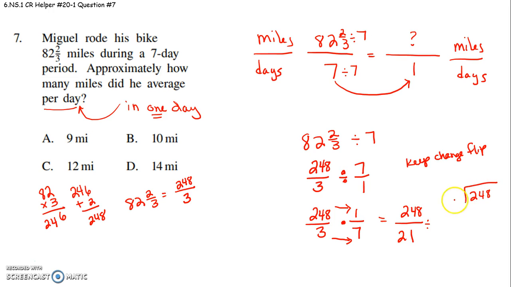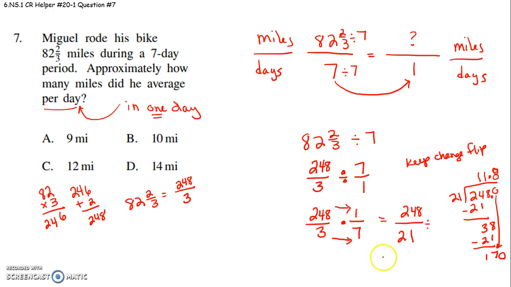248 divided by 21. 21 goes into 24 once. 1 times 21 is 21. Subtract off. We got a 3. Drag down that 8. 21 goes into 38 once. 1 times 21 is 21. Subtract off. 8 minus 1 is 7. 3 minus 2 is 1. Drag down a 0. How many times does 21 go into 170? I would say probably 8 times.